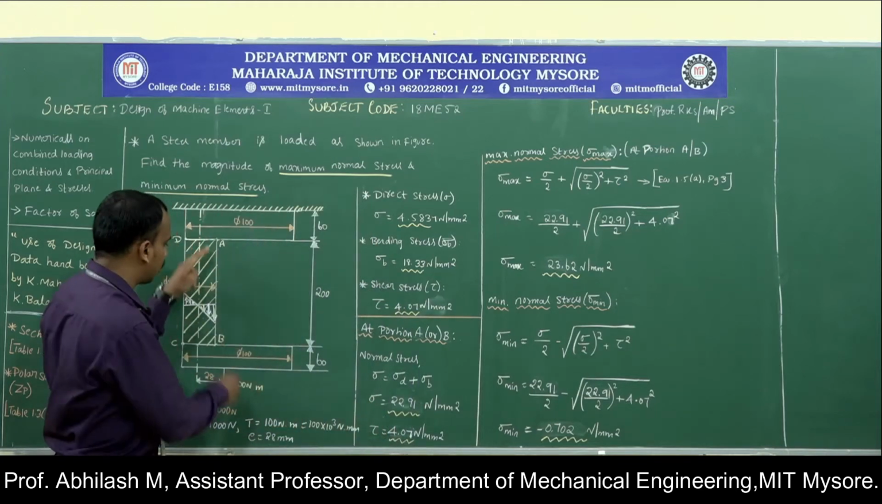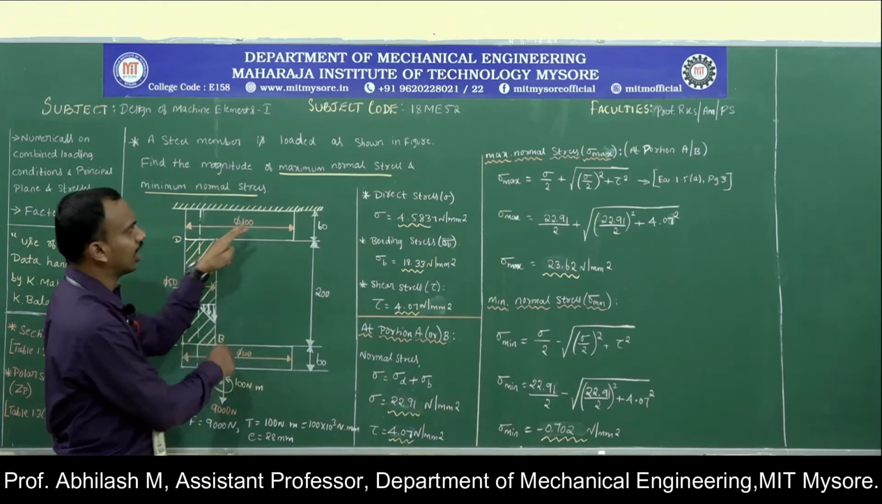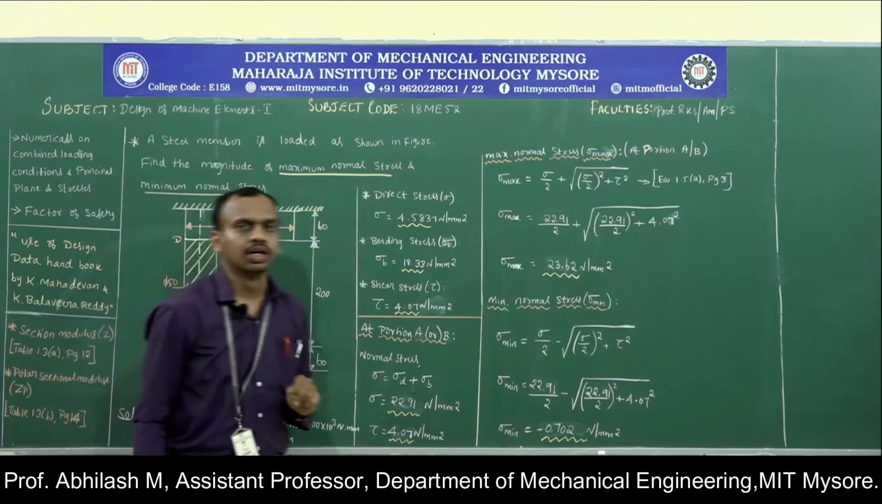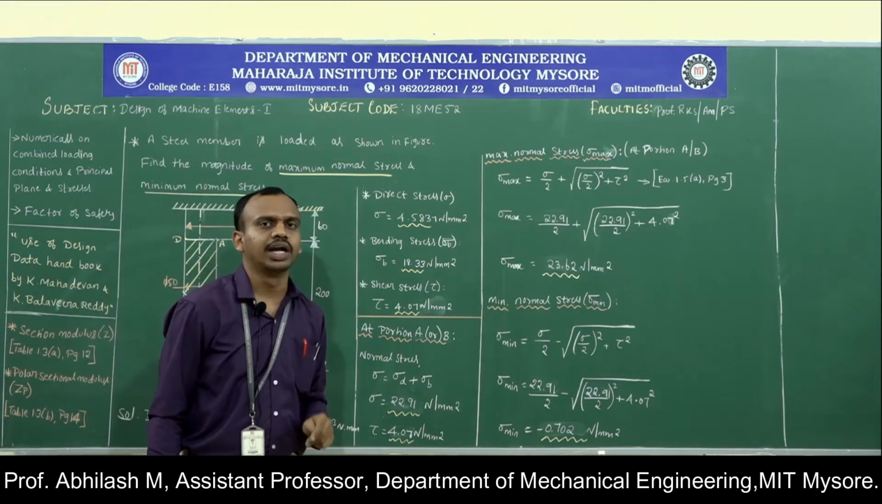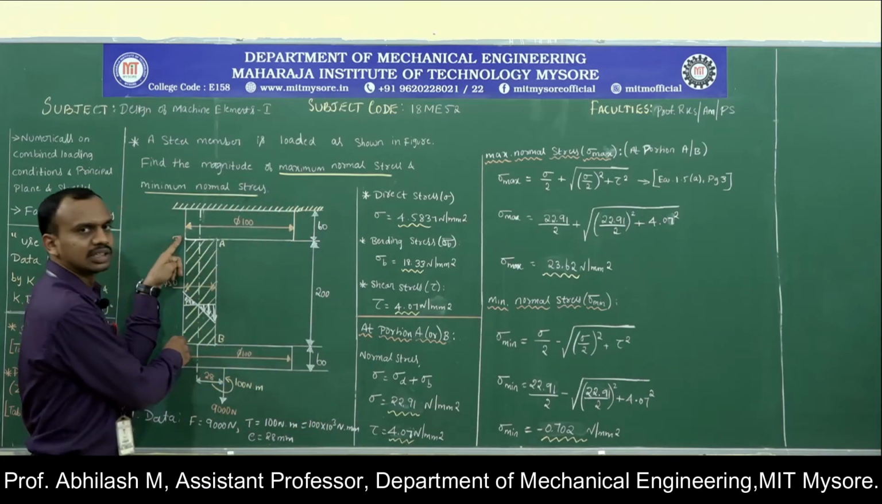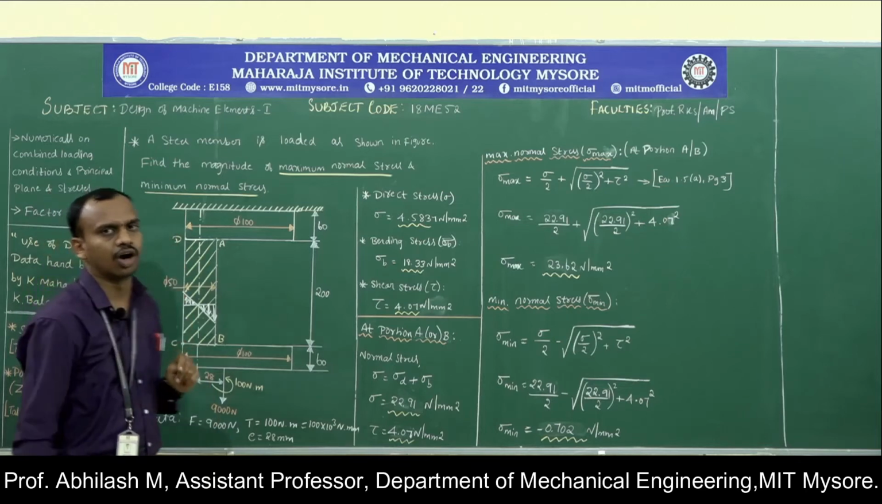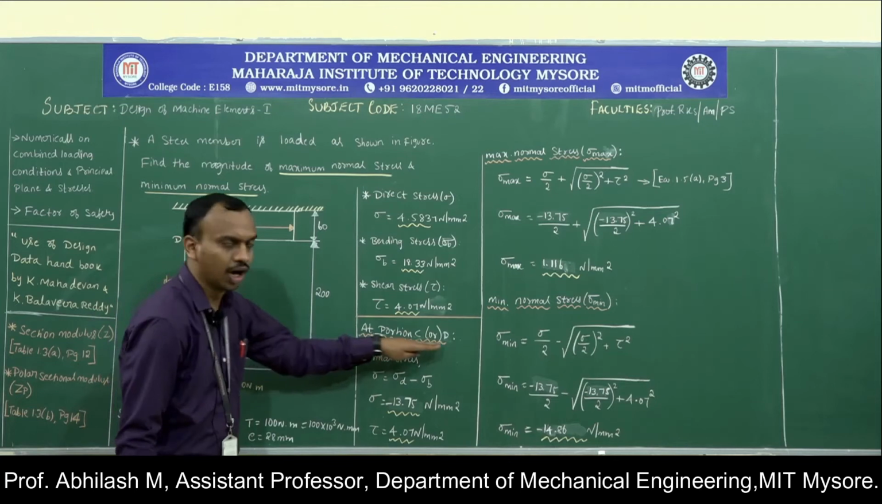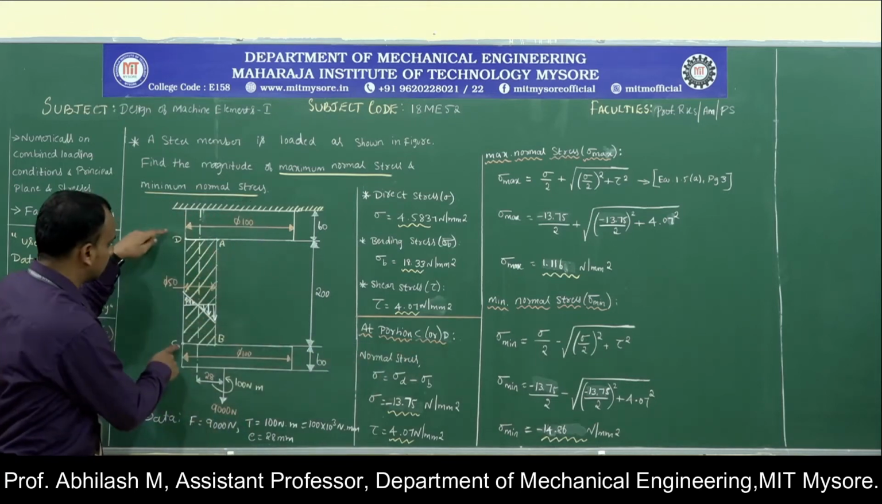So now at the portion A or B, we have calculated the value of the maximum normal and the minimum normal stress. Now let us continue and try to identify the maximum normal and the minimum normal stress that is developed in the portion C or D. Now let us consider the portion C or D. So this is the portion C or D.